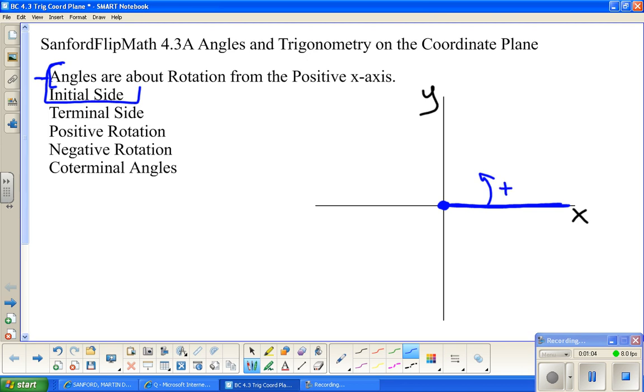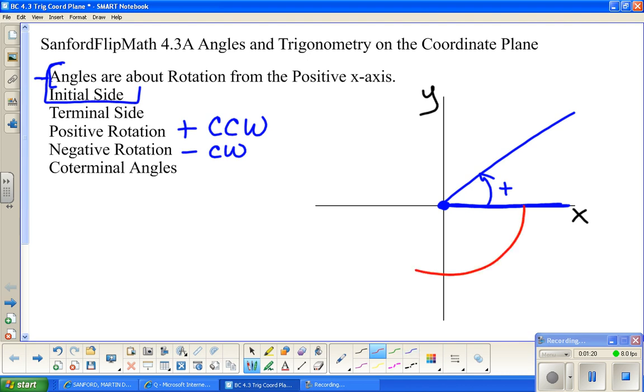Now, if we're rotating in a positive direction, then we're going counterclockwise. So, positive direction is counterclockwise. Negative rotation would be clockwise, and so it's possible to rotate this direction. Okay, and so we're talking about an angle maybe going that way. And so again, this is negative. So this might be negative 120 degrees. This might be positive 35 degrees, something like that.